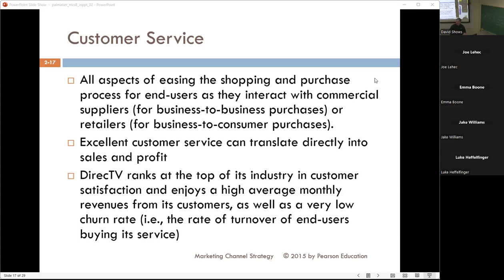And Microsoft, who knows a good idea when they steal one, started opening their own stores. So they mentioned DirecTV. DirecTV does a good job avoiding the churn and burn, the turnover rate that you see a lot. And one of the reasons is they invest in their customer service.